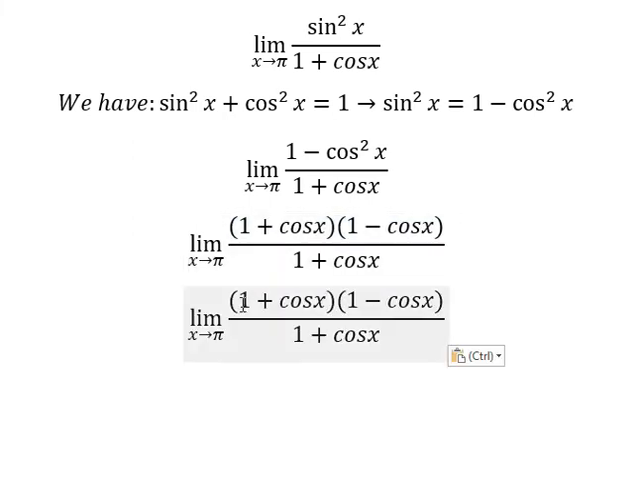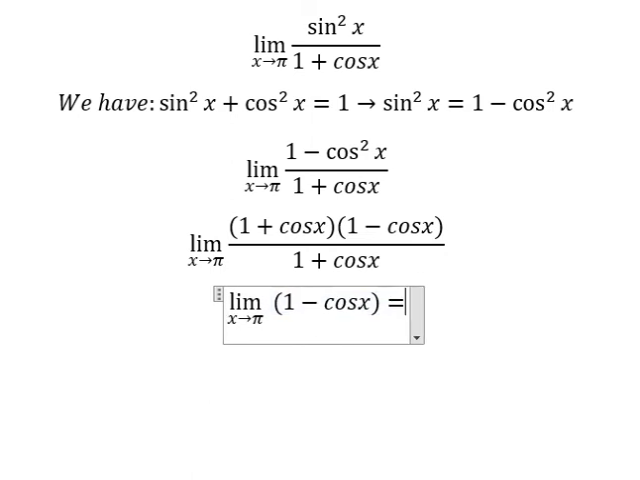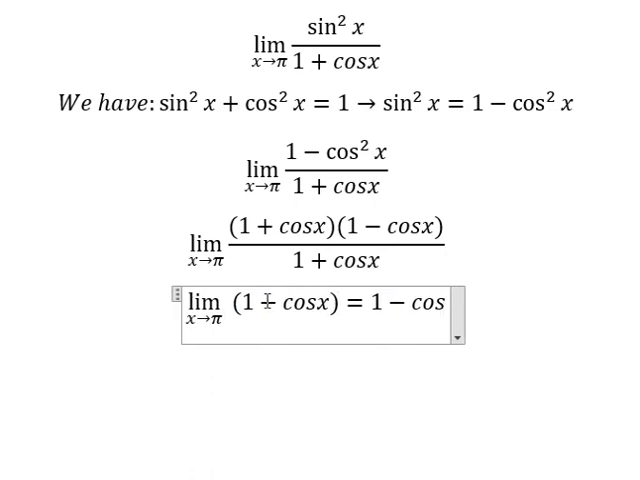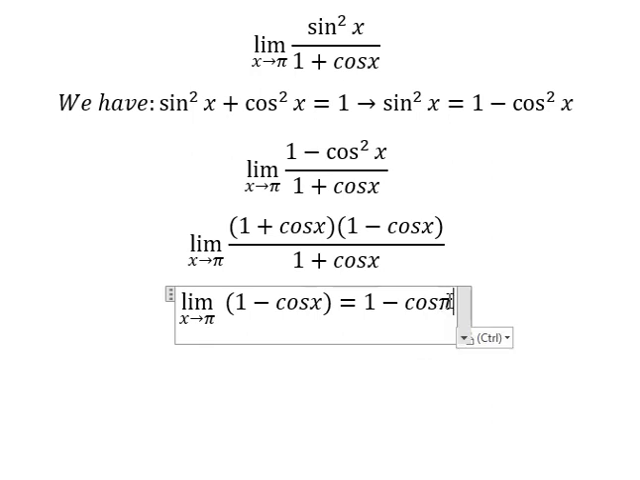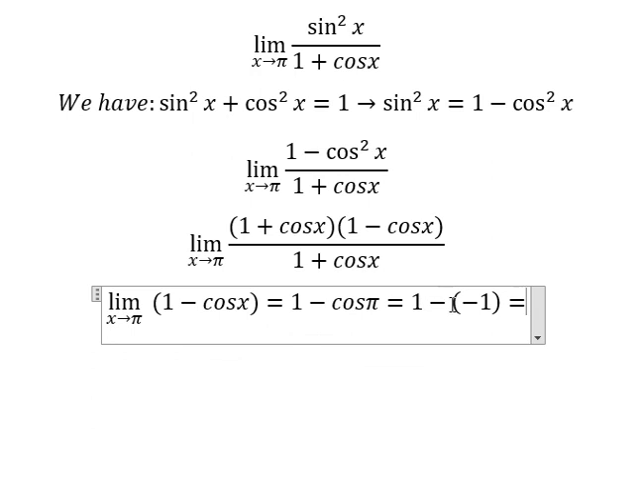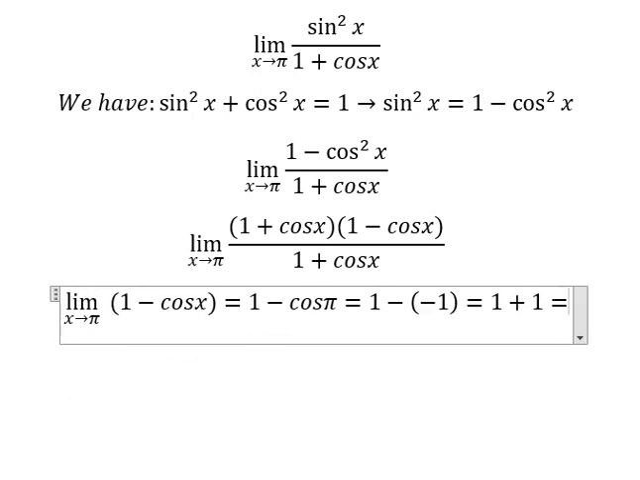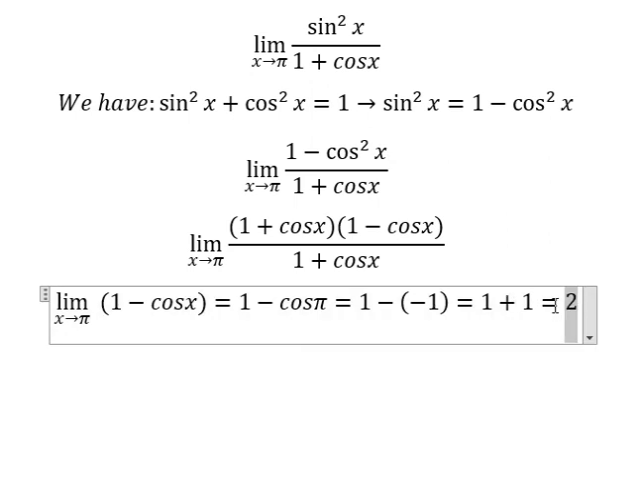Next, we need to simplify 1 plus cosine x on numerator and denominator. And then we put x approach to pi here. And we have negative number 1. And 1 minus negative number 1, you got about 1 plus 1. And we have number 2. And this is the final answer.